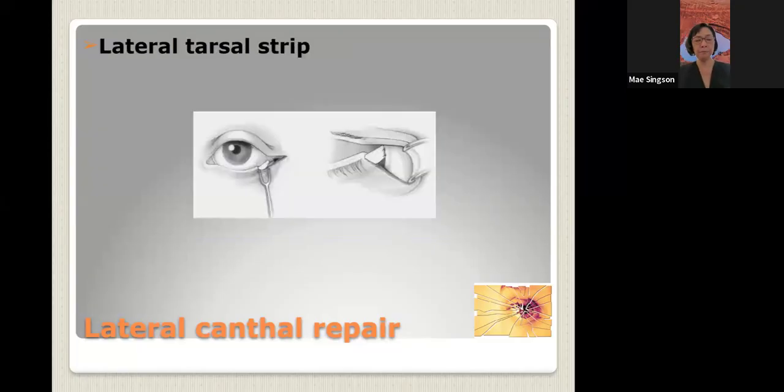Next, please. So the most common and popular form of repairing your lateral canthal tendon is using the lateral tarsal strip, which uses a small tongue of tarsus and attaches it to the lateral portion of your periosteum in the lateral wall, 2 millimeters or more higher than the medial canthus.